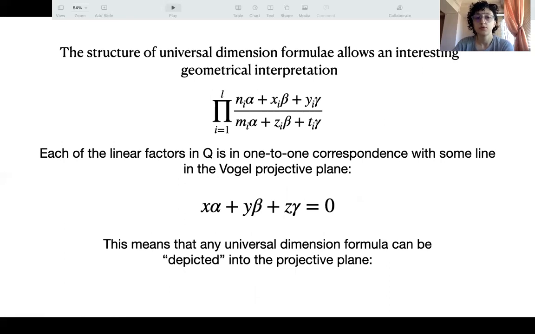Then we notice a very beautiful geometrical interpretation of this universal dimension formula. It is pretty straightforward, so let me explain. If you take the linear factors in a universal formula, it is easily noticeable that each of the factors is in one-to-one correspondence with some line in the Vogel projective plane. Indeed, if we take the line with the same coefficients and make it equal to 0, we have a line which is in one-to-one correspondence with the factor taken from the universal formula. This ultimately means that any universal dimension can be depicted in the projective plane.